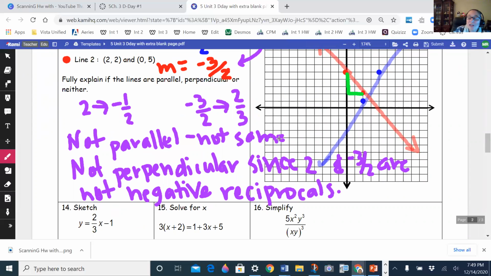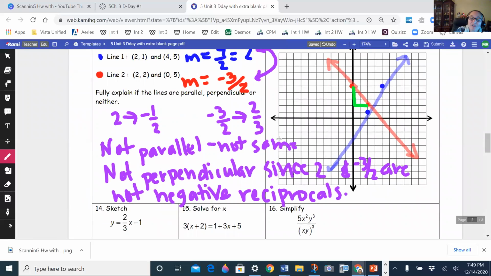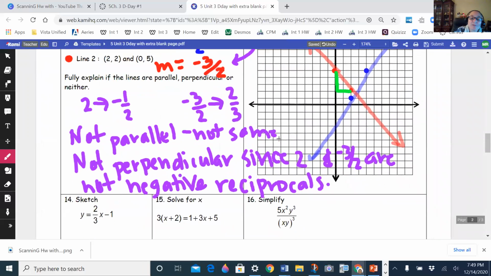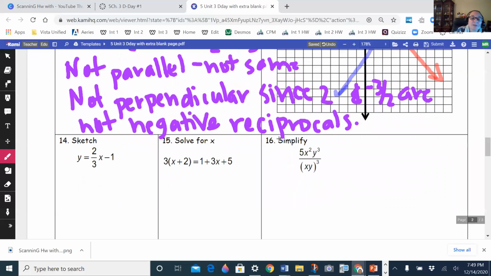Okay, they are intersecting, but again, just because they're intersecting does not mean they happen to be perpendicular. They have to be perpendicular by meeting at 90 degrees.